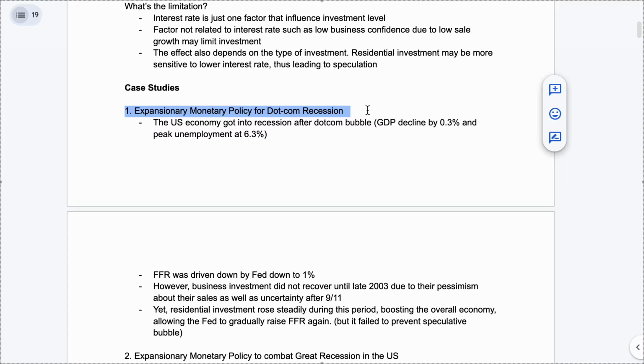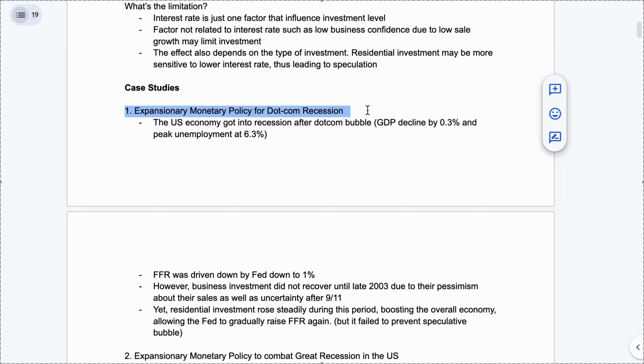The U.S. economy got into recession after the dot-com bubble. I think it was a stock market bubble. A lot of people had very good confidence about IT sectors, firms, and businesses doing well in the long term, making a lot of profit. A lot of people bought stocks of these IT-related businesses, and that led to speculation. And any speculative bubble cannot last forever.